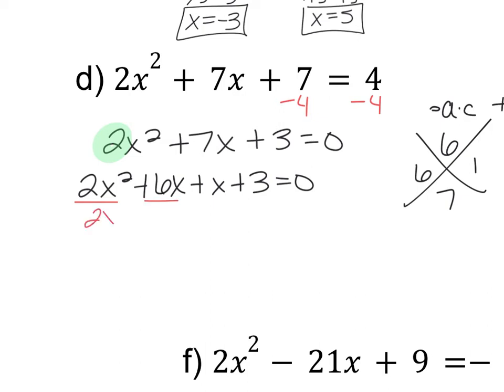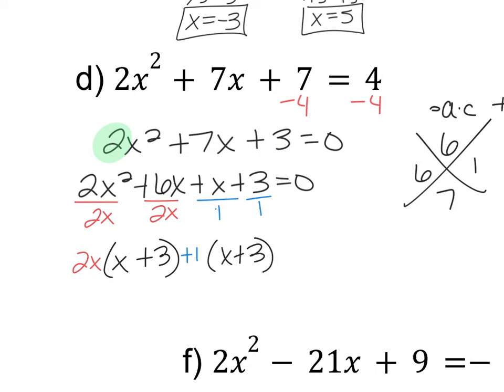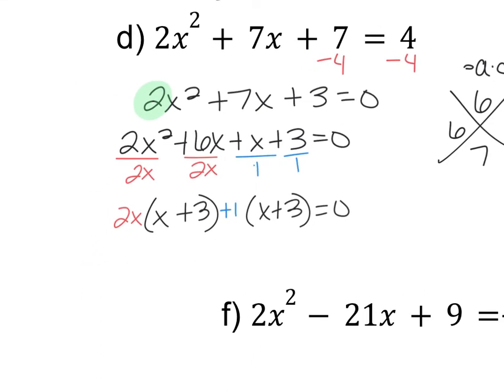Factor by grouping. Looks like I'm taking a 2x out of the first two, I should say. That would just give me x plus 3. It doesn't look like I can take anything out of the other one, so I'm just going to take out a positive 1. And that would give me x plus 3. Put it all together. 2x plus 1 times x plus 3. Sweet.